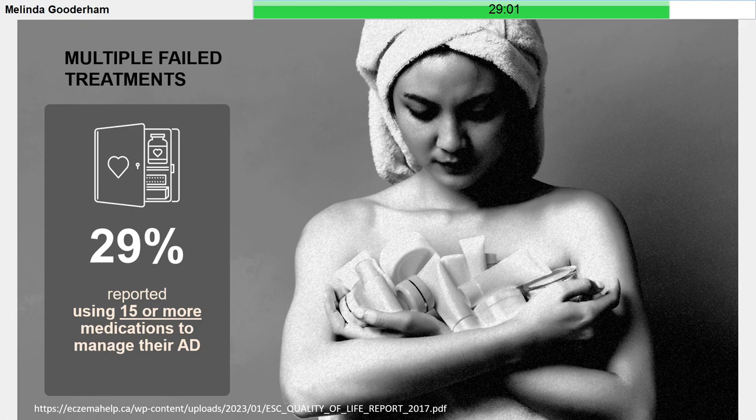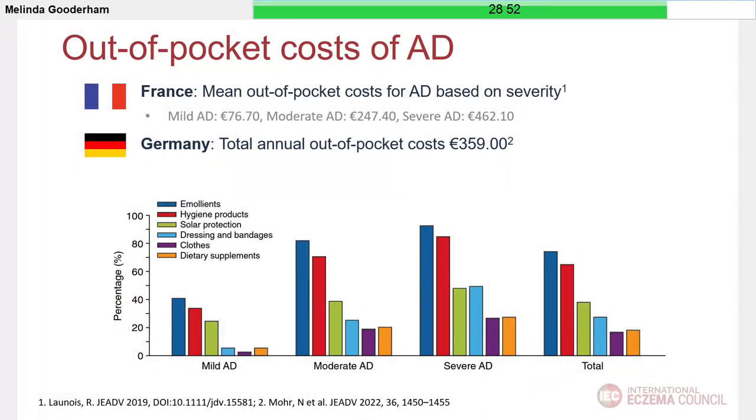Even when you're writing a prescription, this may be the 16th or 17th or 18th treatment you're giving this person, and it might require a bit more discussion or explanation. There are also the costs of all of those treatments. The out-of-pocket costs, there have been a few publications. One from France looked at the out-of-pocket cost based on severity.